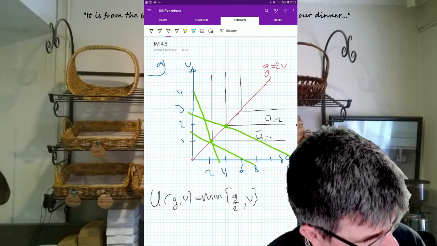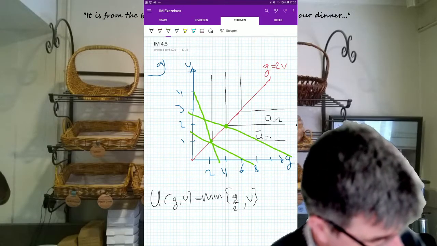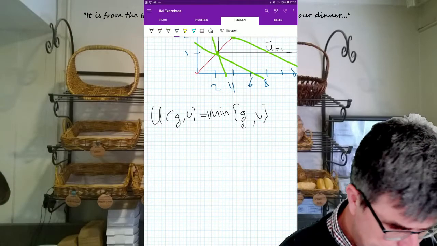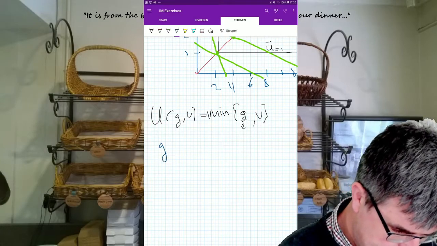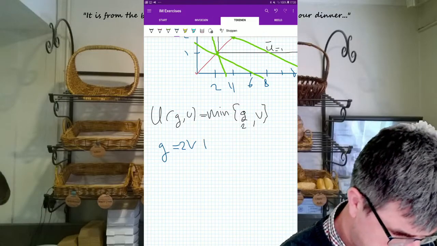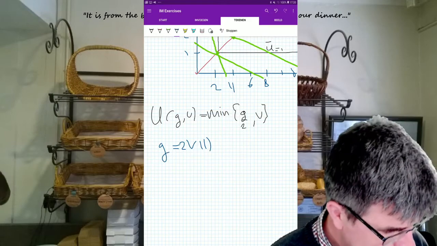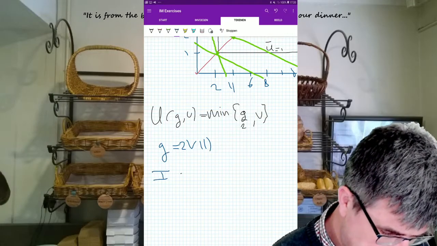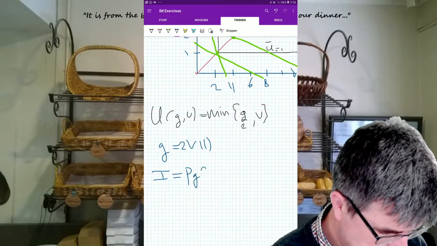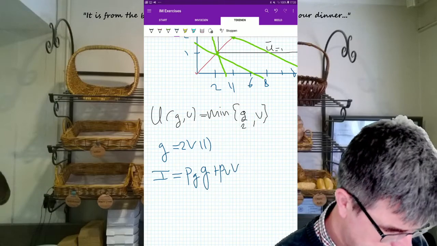Then in B, we have to compute the demand functions for G and V. So for gin and vermouth. And we know that we will mix in a portion 2 to 1. That's the first constraint. And the other constraint that we need to satisfy in equilibrium is the income constraint. So PG times G plus PV times V.